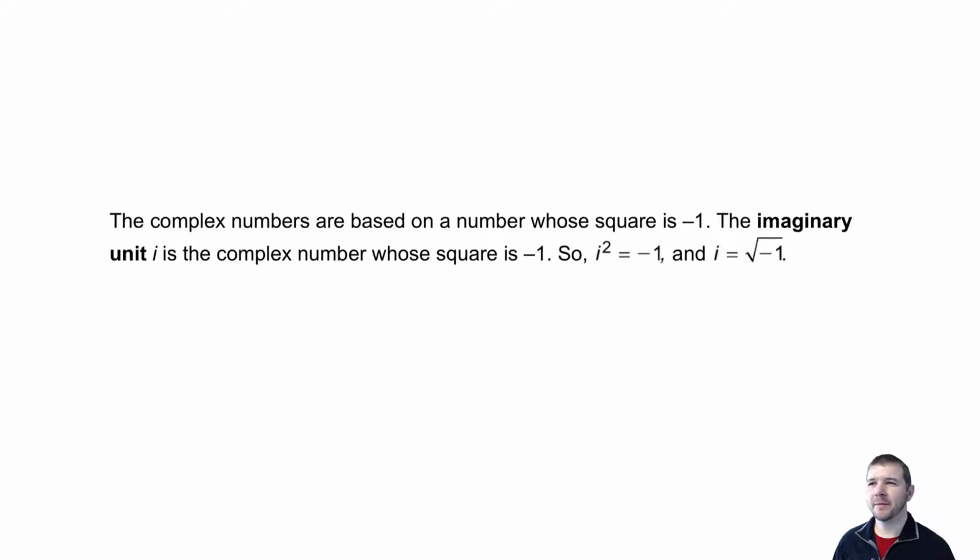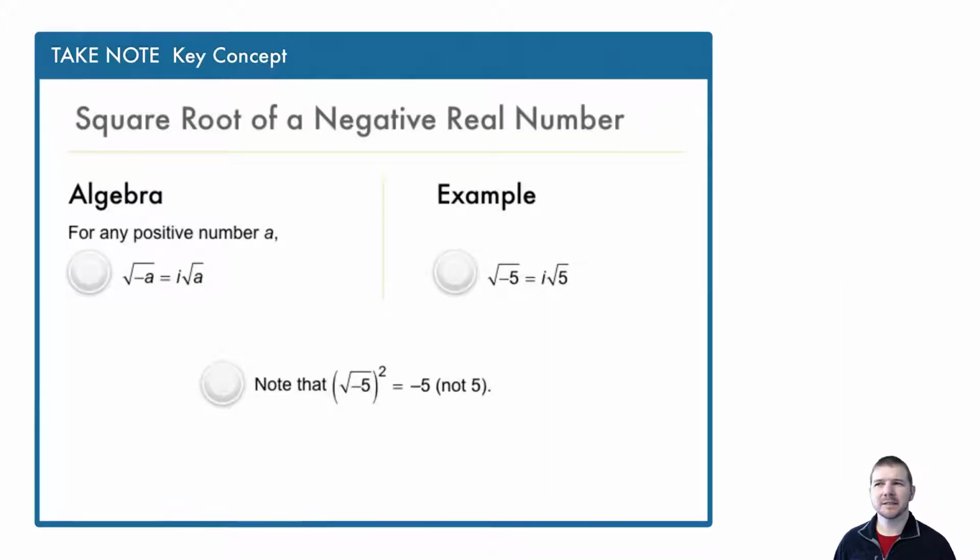The complex numbers are based on a number whose square is -1. The imaginary unit, i, is the complex number whose square is -1. So i squared equals -1, and i equals the square root of -1. Take note, key concept, square root of a negative real number. Take note of the information here, but we'll see greater detail in the next few slides.